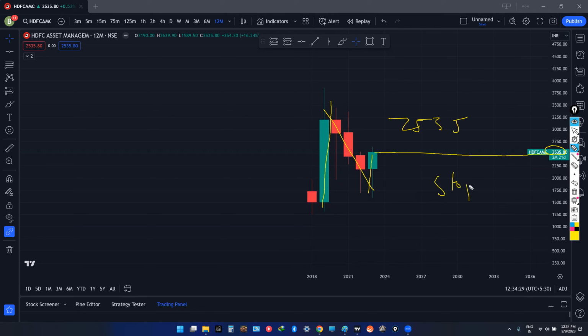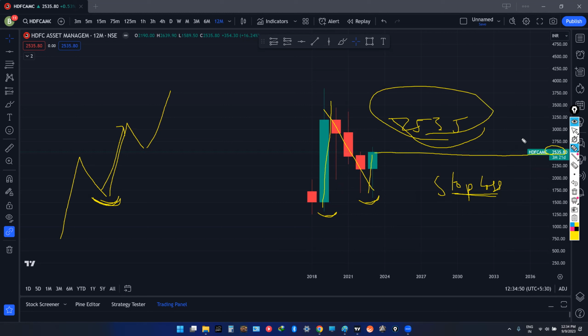logically, what should be your stop loss? Which means if you are trying to follow this pattern, if price has to go up, it should not come below this. So here clearly you can see it should not come below this point or even this point. So if you want to make a good position in HDFC AMC at 2535 rupees, you should keep your stop loss at max 1250 for investment purposes.